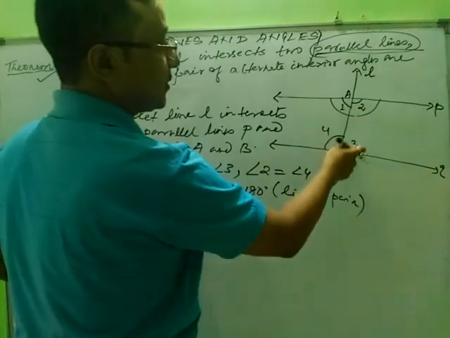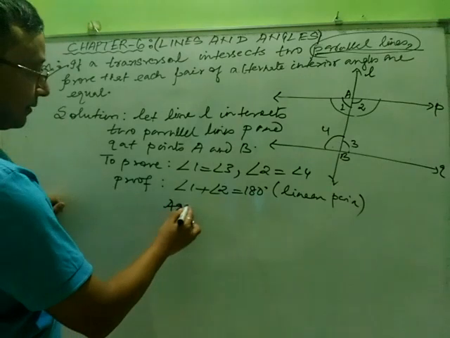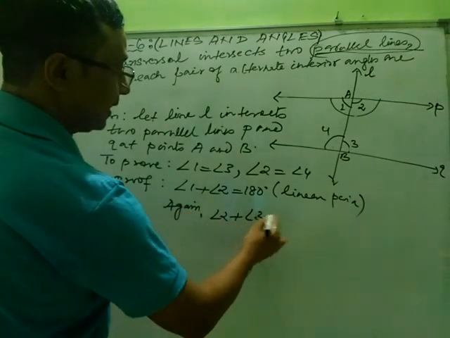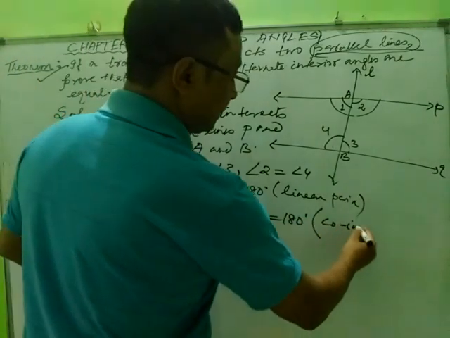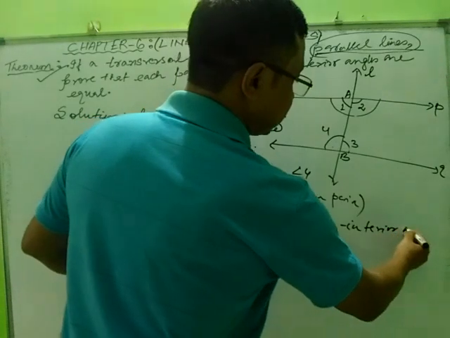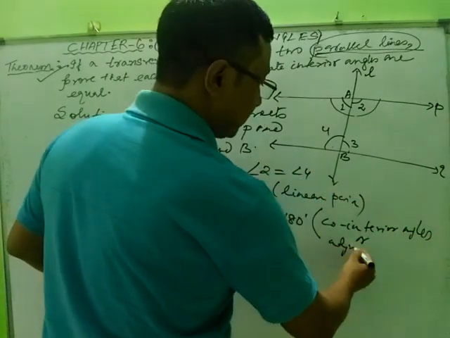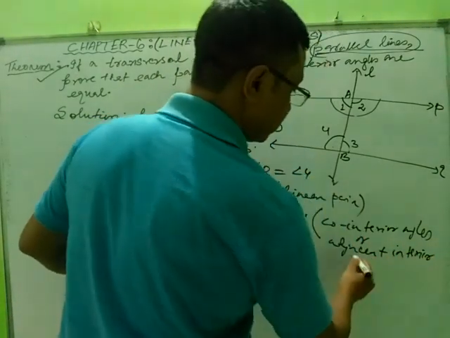Then next, as the two lines are parallel lines, the sum of the adjacent interior angles is supplementary. So 2 plus 3. Again, angle 2 plus angle 3 equals 180 degrees. You can write these as interior angles or adjacent interior angles.